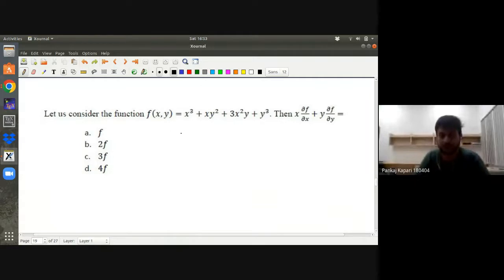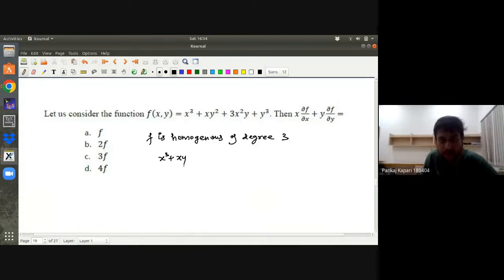Okay. Let's start answering this question. For this particular problem, we will use Euler's theorem. There is a result for homogeneous functions. First, can you see that the given function is homogeneous of degree 3? The function given here is homogeneous of degree 3. Why? Because f is homogeneous of degree 3.